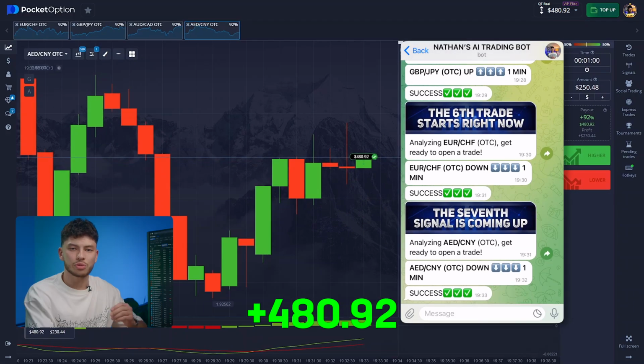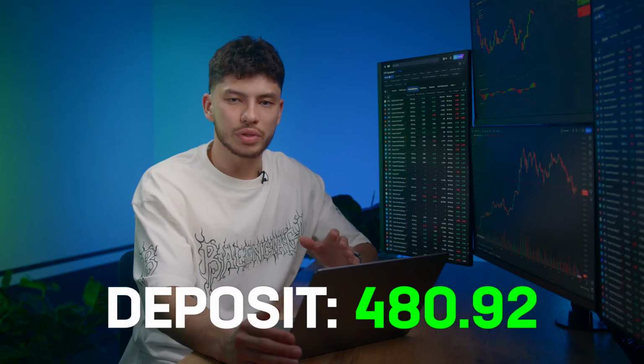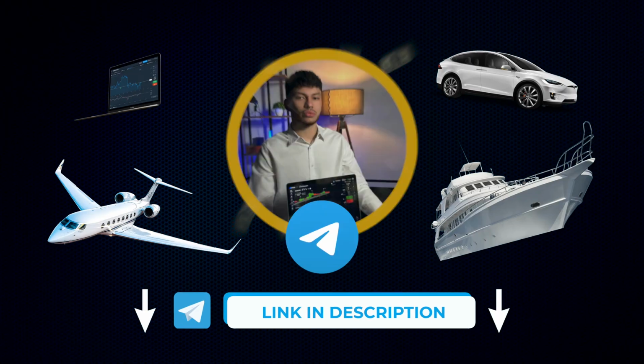The chart situation was pretty tricky, but our AI bot accurately predicted the asset's movement. The main goal was to show you how trading with our AI bot works, and I got good results.